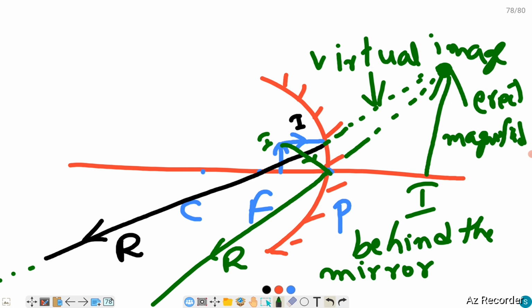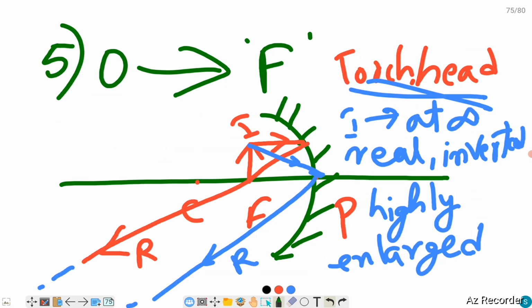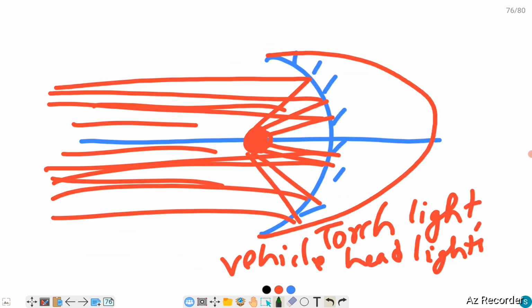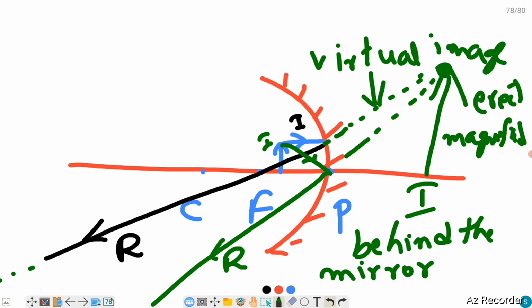Understood? Now observe the difference between the fourth case and the sixth case. In the fourth case, the object is placed between center and focus and it forms a magnified real image. In the sixth case, the object is placed between pole and focus, and it again forms a magnified image, but it is a virtual image. There the image is real and here the image is virtual.